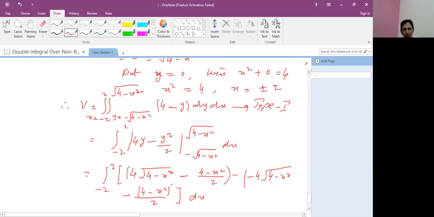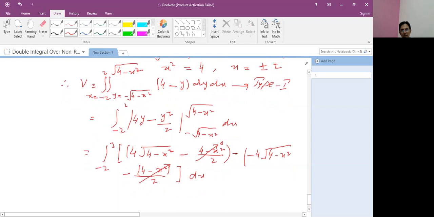If you look at it, minus multiplied by this minus should be positive. They are similar but opposite, so they cancel each other. But for the next term, minus minus plus, plus 4 plus 4, it is 8. So 8 into 4 minus x square into dx.